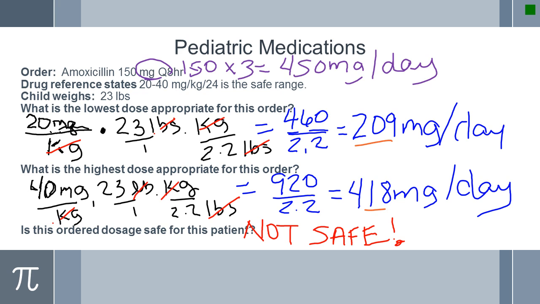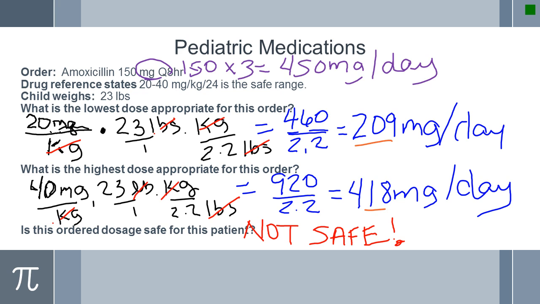Then do our math, which is 40 times 23, which gives us 920. Divide that by 2.2, which is 418.1818181818. We don't ever round up on pediatric doses, so we're going to end up with 418 milligrams as our highest.